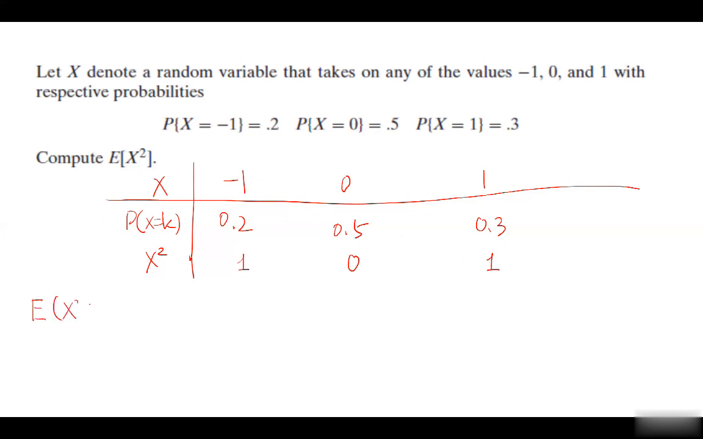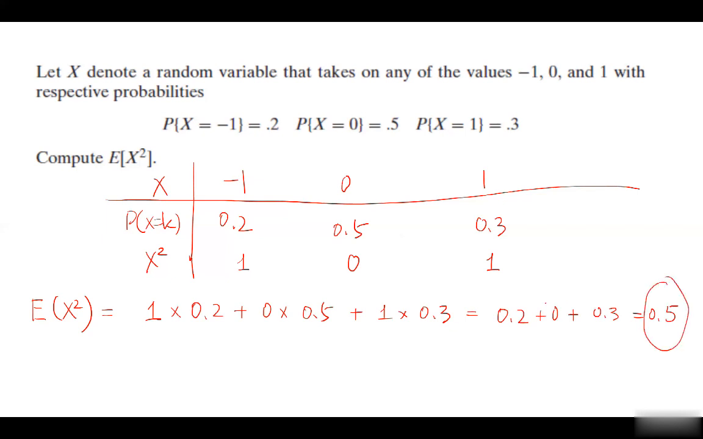So according to the definition, the expected value of x squared is the sum of each value times its corresponding probability, right? So this means 1 times 0.2 plus 0 times 0.5 plus 1 times 0.3, which is 0.2 plus 0 plus 0.3, right? The final result is 0.5. This is the expected value of x squared. Okay, any questions?